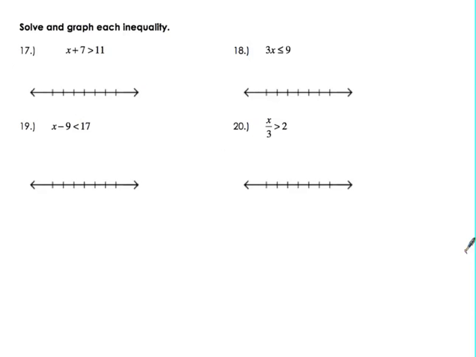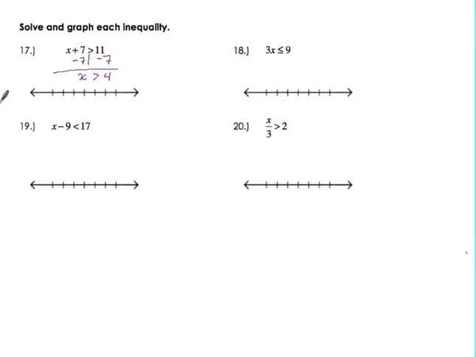All right, now we're going to try and solve and graph some of these one-step inequalities. So number 17 says that I have x plus 7 is greater than 11, and I need to solve for x. So I need to get rid of that 7. How do I move that 7 from that side to the other side of the inequality? Just like I did it before, that's right. I would subtract 7 from both sides. And I would end up with x is greater than 4. Remember, that inequality symbol just comes right down, just like the equals would.